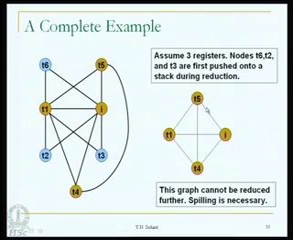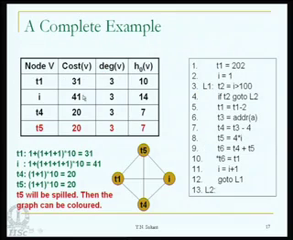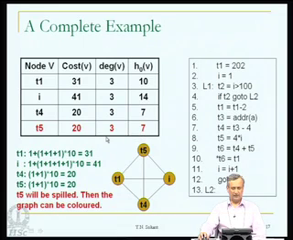So, this is a complete graph, and this cannot be reduced further. Spilling is necessary because every node here has degree 3. So, now we need to compute the cost of spilling using a spilling heuristic. Let us use the simple Chaitin's heuristic of sigma c star 10 to the power d.